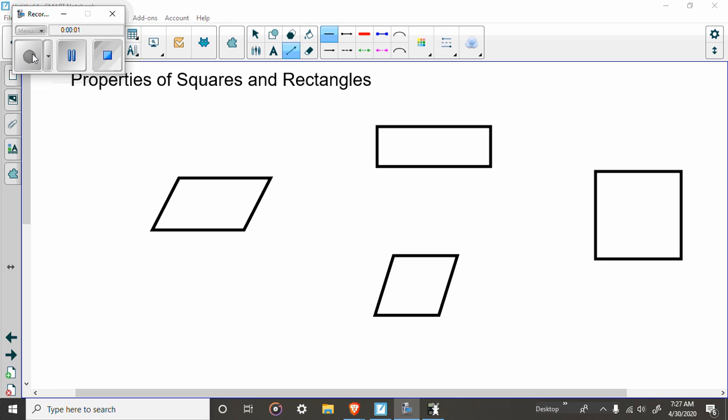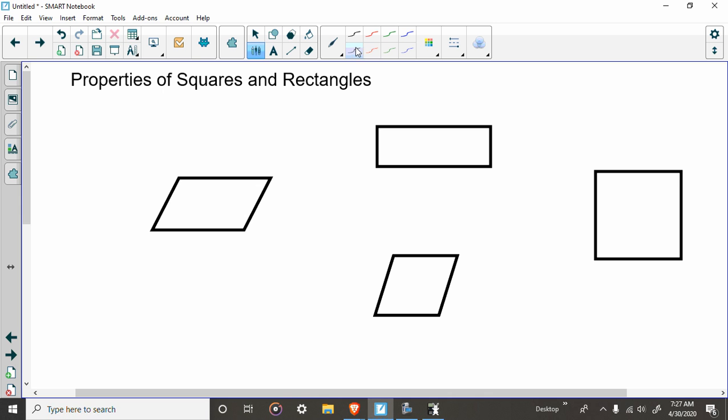Today, I just want to talk about the basic properties of squares and rectangles. We talked about parallelograms, we talked about rhombuses, we talked about trapezoids. Now we need to get a little more specific to some finer tuning points. So we said parallelograms. Again, quick review of just some basic things.